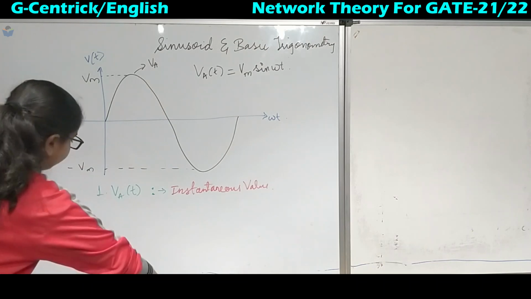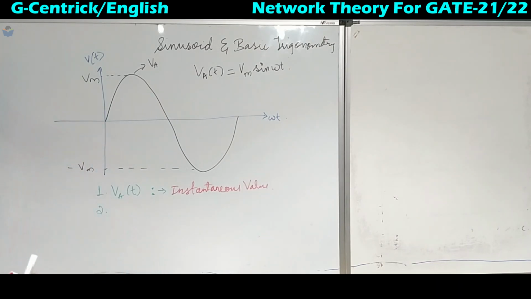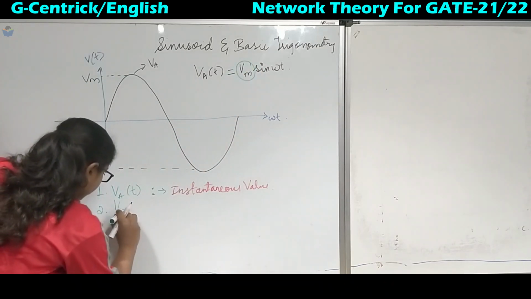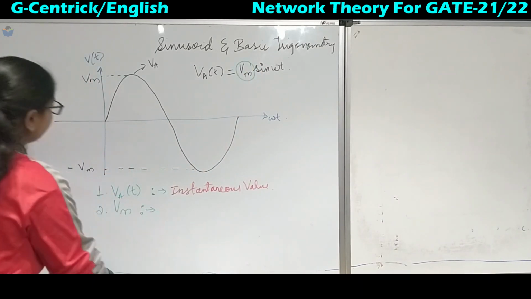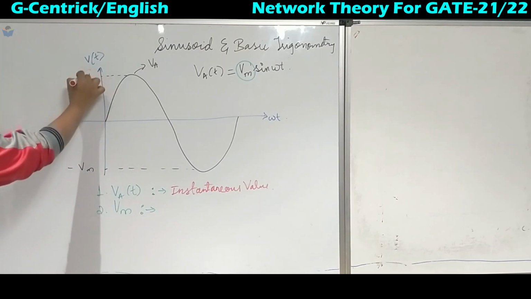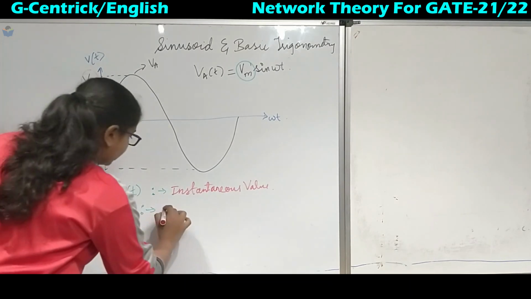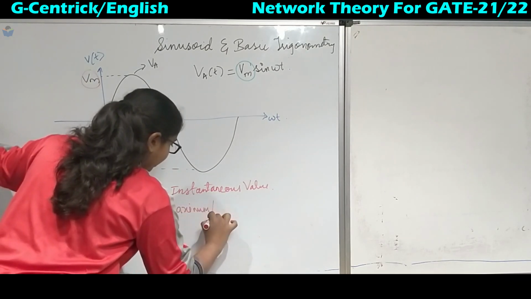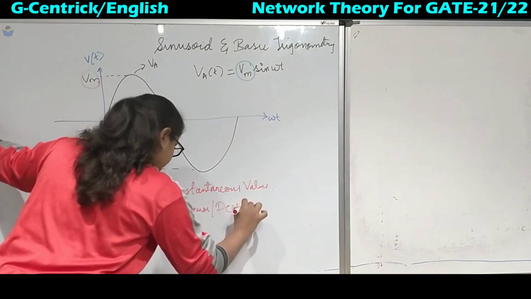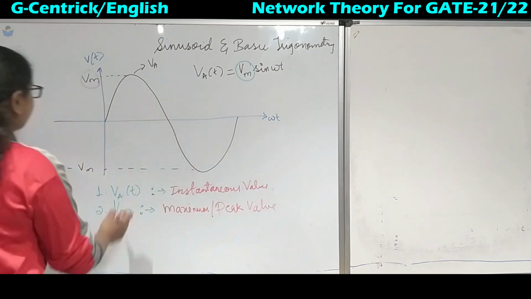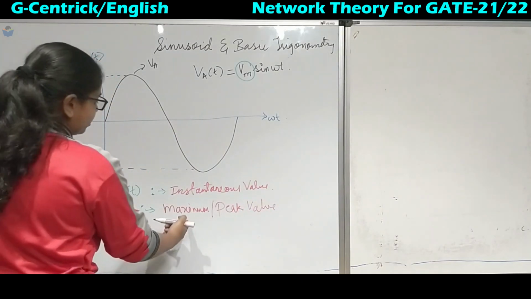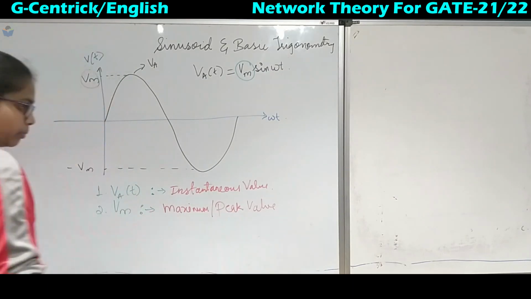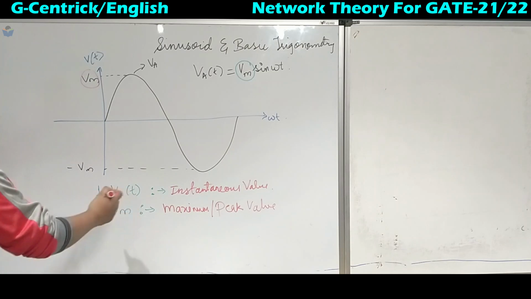Coming to the second one, we have Vm. What does this term Vm indicate? In this graph you can see Vm is here. It is nothing but the maximum, or we can say peak value. Since we have taken V of t, it is called maximum voltage or peak voltage. If it is current, we will say peak current or maximum current.